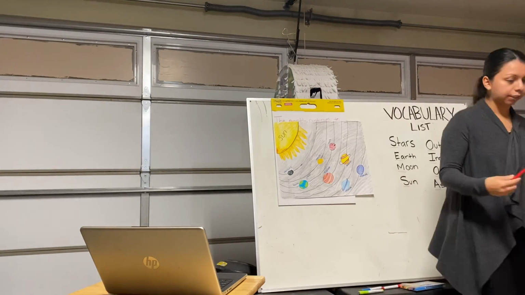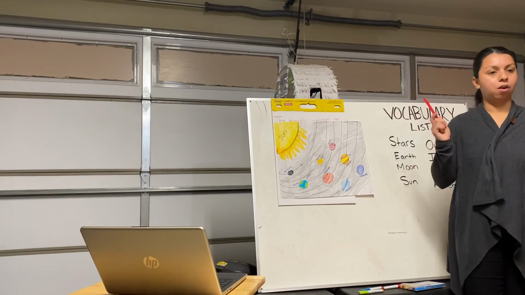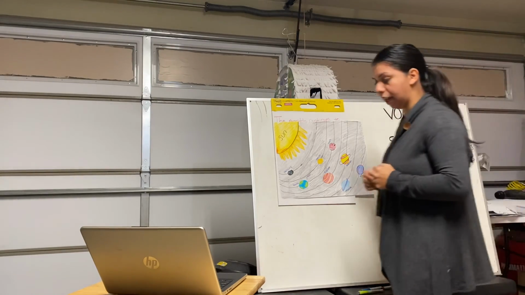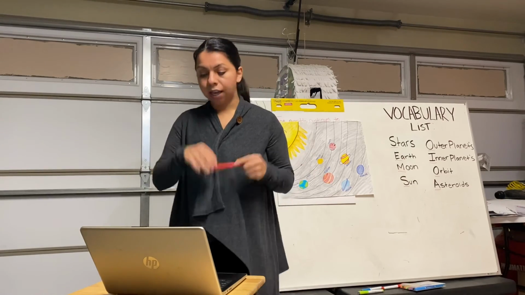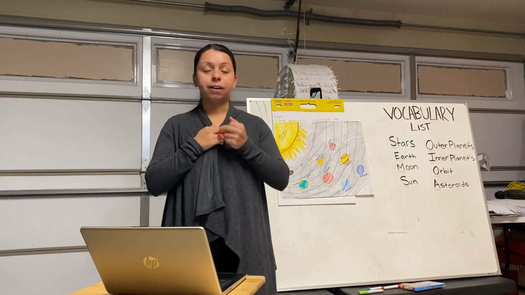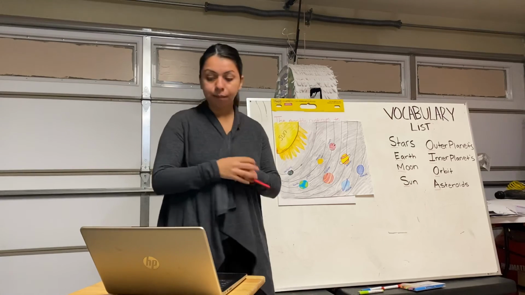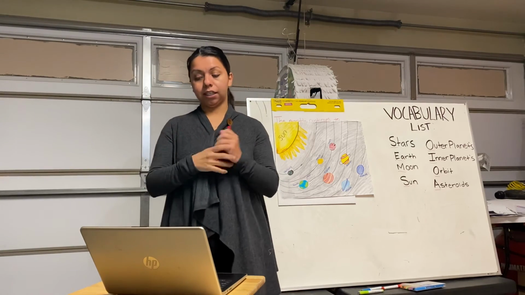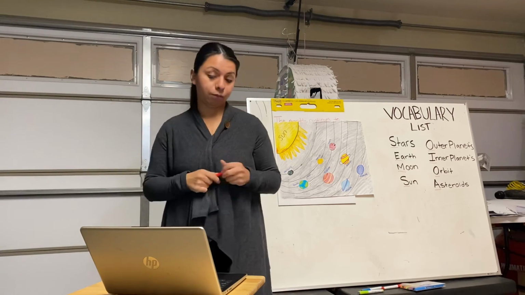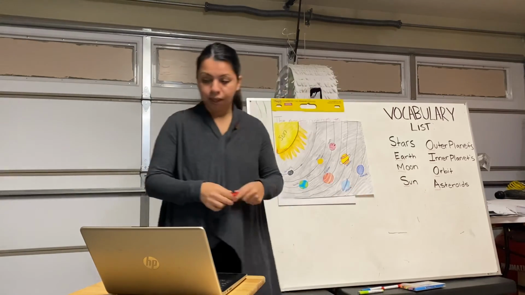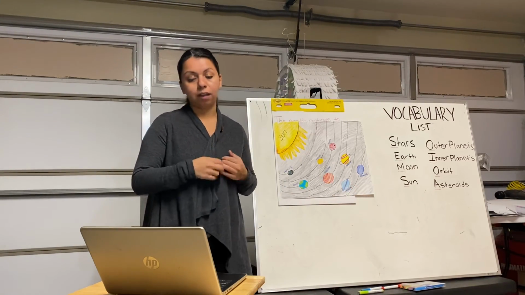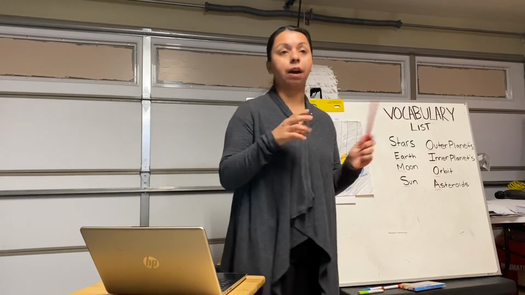Everyone, let's repeat the word orbit. Orbit. Okay, again, orbit. Okay, one more time. Orbit. Now, let's repeat the definition. Okay, an orbit is a repeating path that one object in space takes around another. Okay, let's repeat it one more time. An orbit is a repeating path that one object in space takes around another.